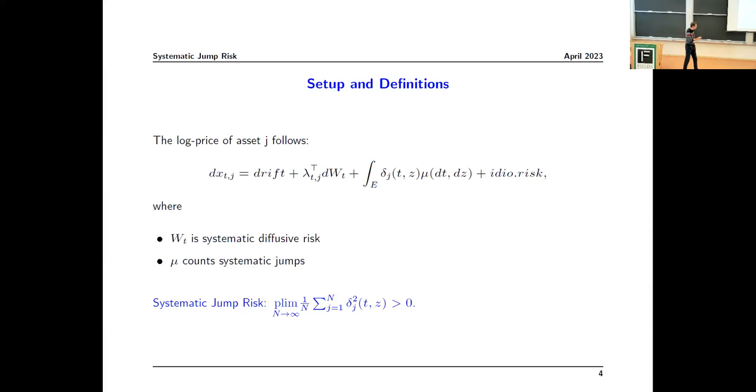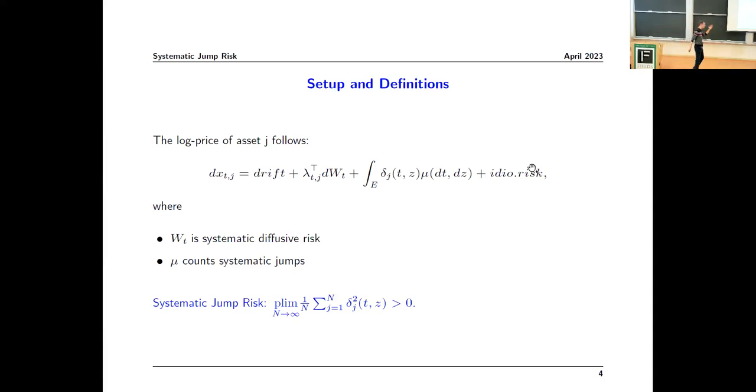Now, what makes this thing systematic is the fact that mu doesn't depend on j. So the loading or the size of the jump for each asset j can be different, but it takes place at the same point in time, right? So there's a common arrival. Something arrives, and assets can react in different ways, and their response is given by this delta j.